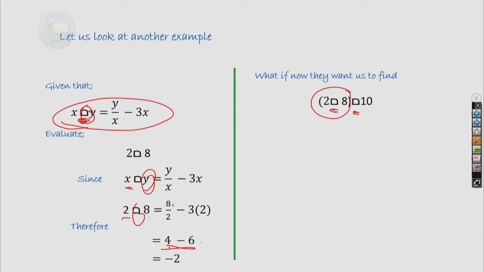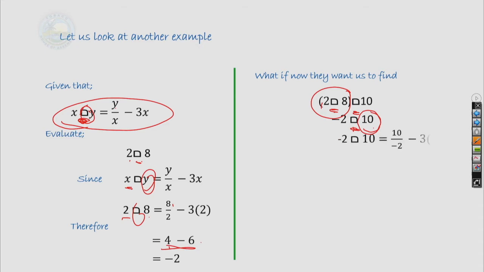We worked out that 2 binary operation 8 already. What did that give us? That gave us -2. Yes? So it's now going to be -2 binary operation 10. Based on the definition of the binary operation, take whatever comes after the binary operation and divide it by whatever is in front. And then from that we subtract 3 times whatever is in front of the binary operation.